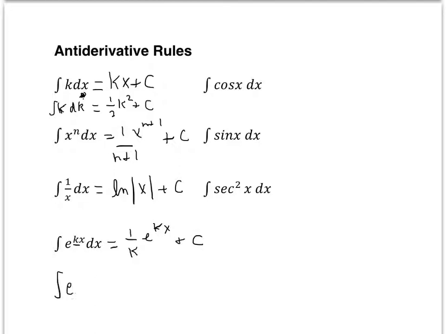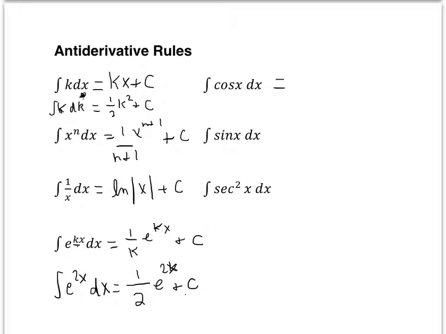So, for example, the integral of e to the 2x dx is 1 over 2 e to the 2x plus c, not k, but x. E to the 1/3 x would be 3 e to the 1/3 x plus c. So you do something with that coefficient if there is one. If it's just e to the x, then its integral is just e to the x.